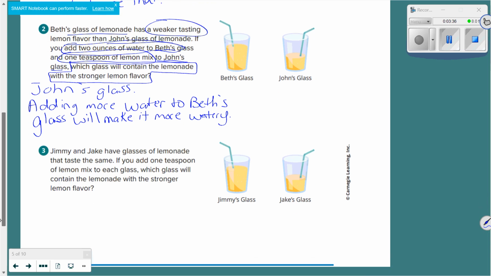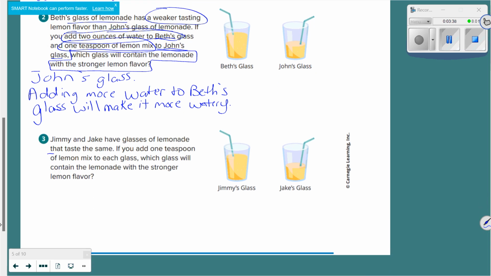All right, and the last one. Jimmy and Jake have glasses of lemonade that taste the same. If you add 1 teaspoon of lemon mix to each glass, which glass will contain the lemonade with the stronger lemon flavor? Who thinks it's Jimmy? Who thinks it's Jake? Who thinks it's the same? Okay. I had some raise it for who thinks it's Jake. Who can explain that reasoning? Shelby?